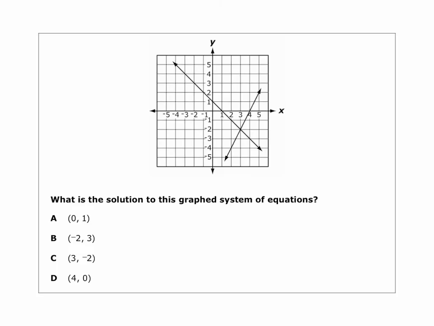So if you look at this example, it says, what is the solution to this graphed system of equations? They've kind of done all the hard work for us. We have 2 lines that are graphed in the same coordinate plane. And notice the point of intersection is going to be right here where I've placed that dot. And the ordered pair for that point is going to be 3, -2. So my answer is C.